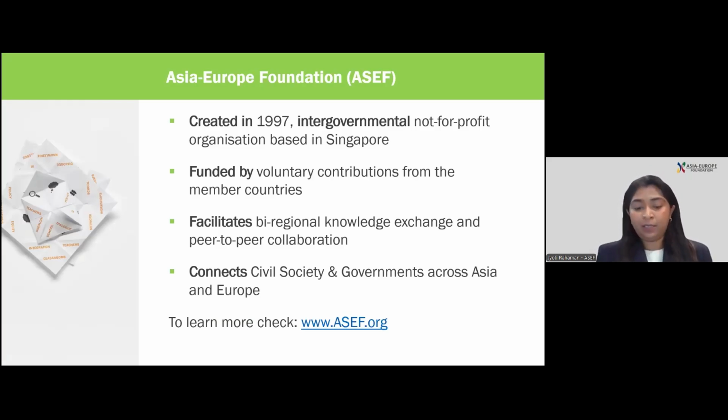So the organization was founded in 1997, and it's an intergovernmental organization that is based in Singapore. And it's funded by voluntary contributions from our member countries. And our main goal is to facilitate bi-regional knowledge exchange and peer-to-peer collaboration like this one. And through our work, we connect civil society organizations and government across Asia and Europe to drive meaningful activities across different disciplines. For example, for this project, education, we also have governance, sustainable development, culture, media, so on. If you want to know more, you can always go to our website and check for more information.